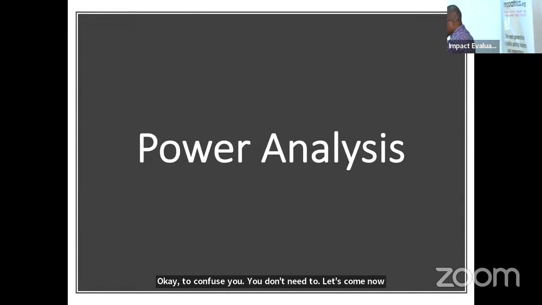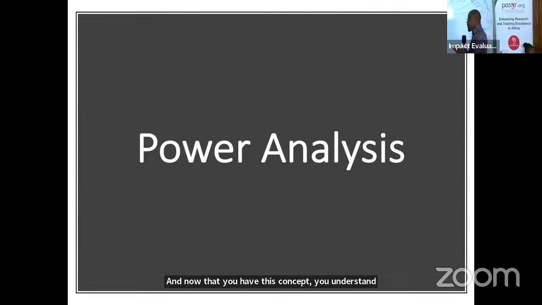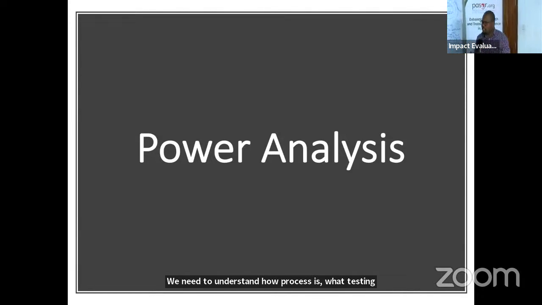Now that you have this concept, you understand sampling, right? We are doing power analysis. My goal here is, before we do power analysis, we need to understand hypothesis testing. You always say, hypothesis this. Can you test the hypothesis? Multiple hypothesis testing, what does it mean? Today you're going to learn it.